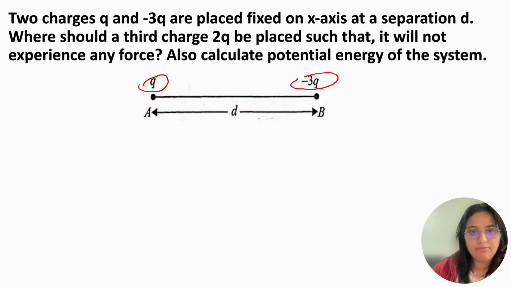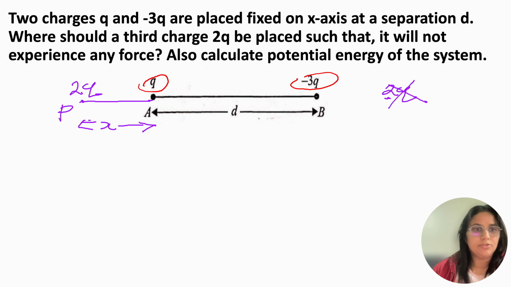Next possibility, we can place it to the right of q or to the left of minus 3q. What will happen if we place the 2q charge on this side of the minus 3q charge? The magnitude of 3q is greater than that of 2q and there will be an attractive force. So in this case the net force will not be 0. So we have to consider a position to the left of q. So we will place 2q at a distance x to the left of charge q, at the point P.